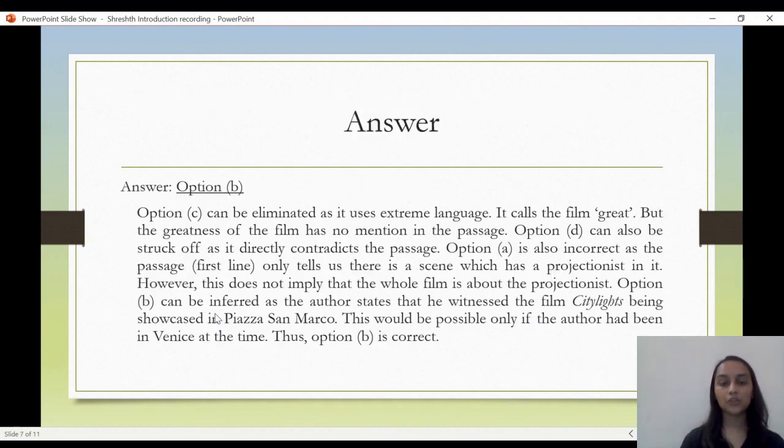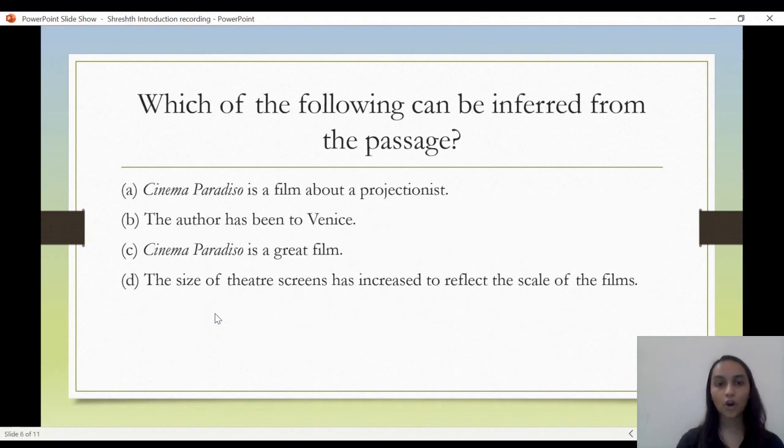Alright, so the answer is option B, but let's understand how to arrive at it. As I explained earlier, the better way to solve such questions is to start eliminating options. So let's start doing that. If you look at the options, you can immediately see that option C is talking about the greatness of the film, right? Cinema Paradiso is a great film, but no such thing about the film being great or not has been mentioned in the passage. So this is unsupported information, right? It's an inference that has not been supported by the information from the passage. So we can strike off option C.